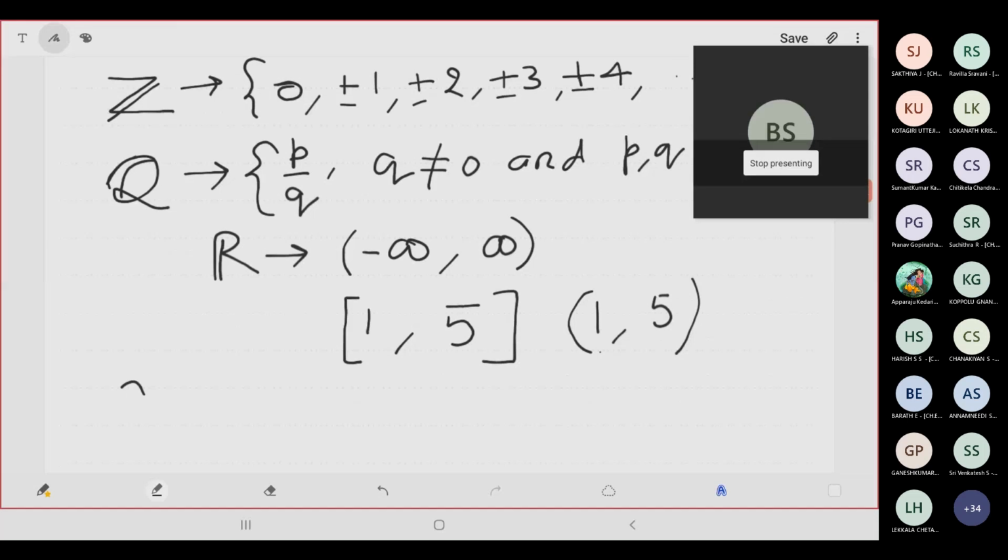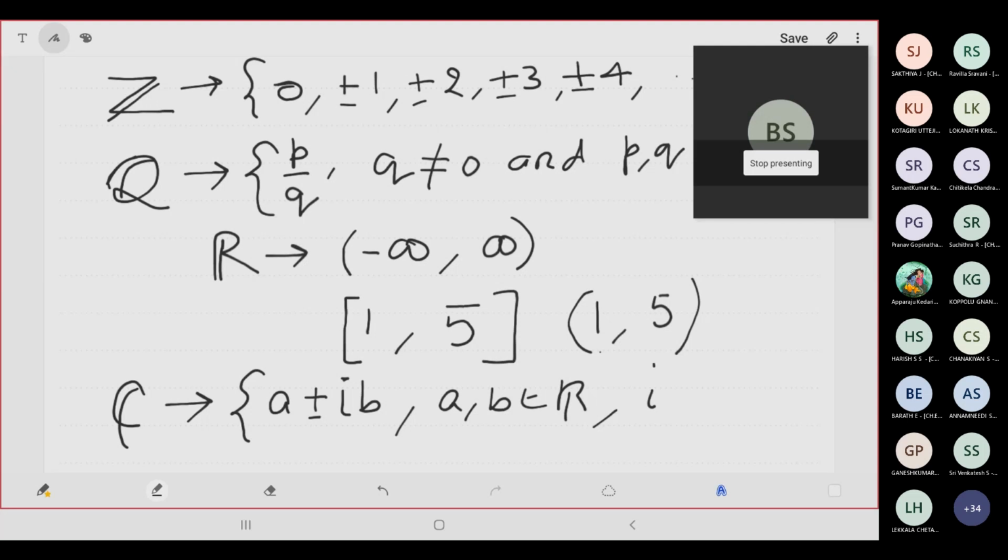Now go to the complex number. So a complex number you can write in this form: a plus minus ib, where a, b are from the real numbers, where iota is the imaginary number. So this is the representation of natural numbers, integers, rationals, reals and complex numbers.